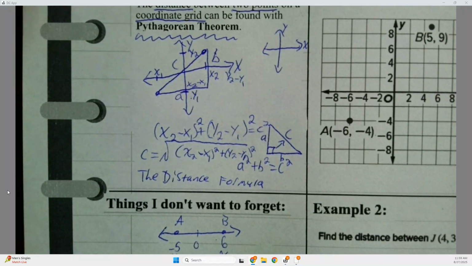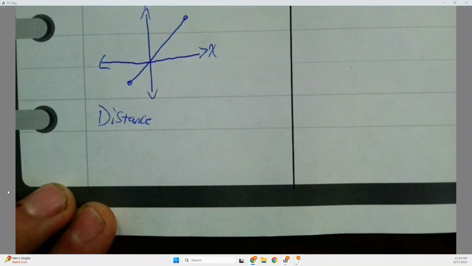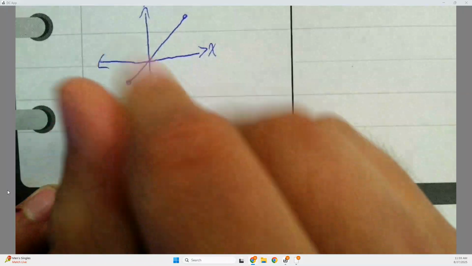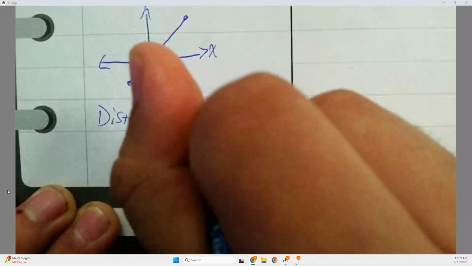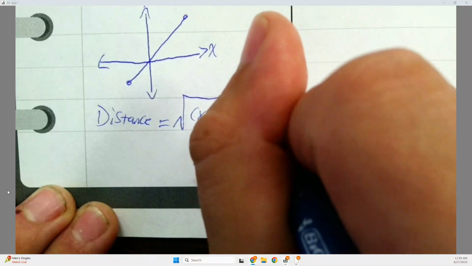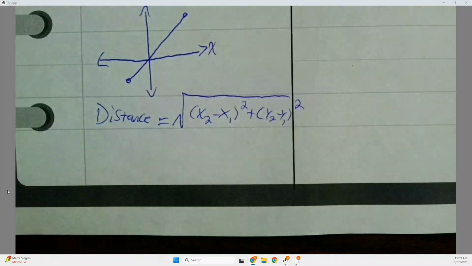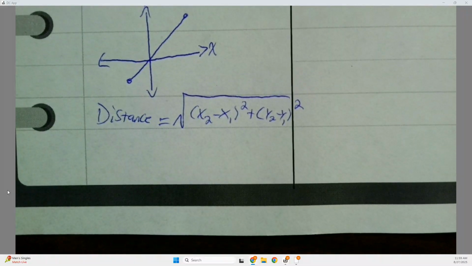So if you want to write this in things you don't want to forget and copy it down again, you're welcome to. Distance, there we go, distance with the coordinate grid is equal to the square root of x2 minus x1 squared plus y2 minus y1 squared. That's distance.